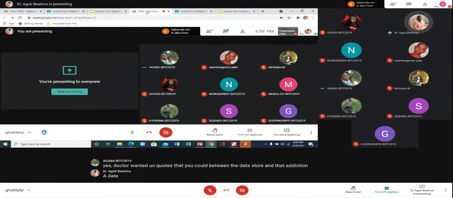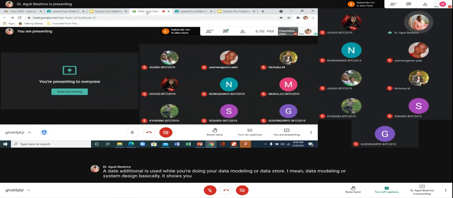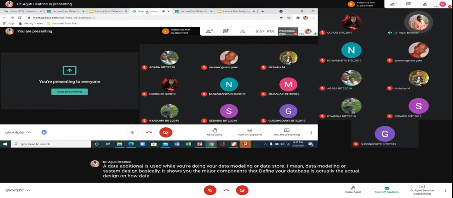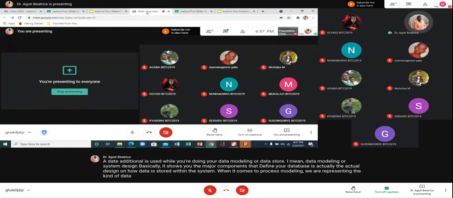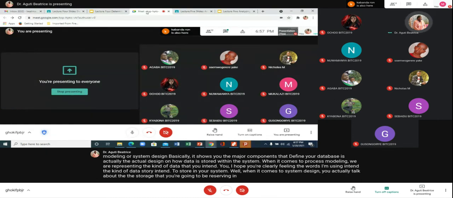A data dictionary is used while you're doing your data modeling or system design. Basically, it shows you the major components that define your database. It's actually the actual design of how data is stored within the system. When it comes to process modeling, we are representing the kind of data store you intend to have in your system. While when it comes to system design, you actually talk about the storage that you're going to be reserving in memory for that data store.